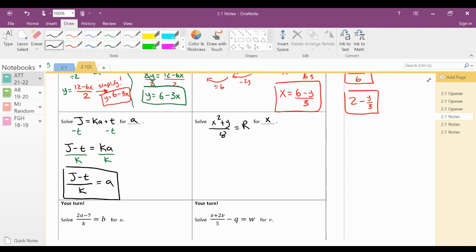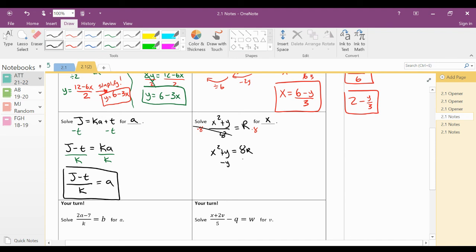All right. So we can backtrack, we can basic moves. Go ahead and pause this if you want to try it on your own first. But here is our equation. I'm going to basic moves. I'm going to start by multiplying both sides by 8, clearing out that denominator there. And now I've got x squared plus y equals r times 8. I'm going to write that as 8r.